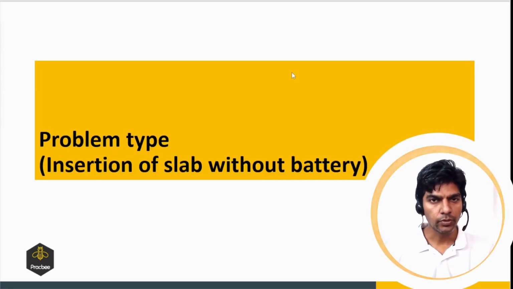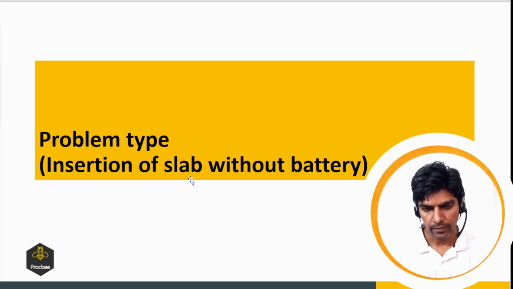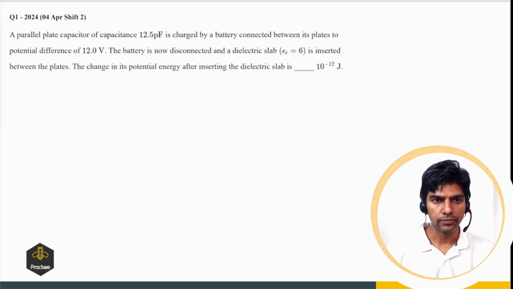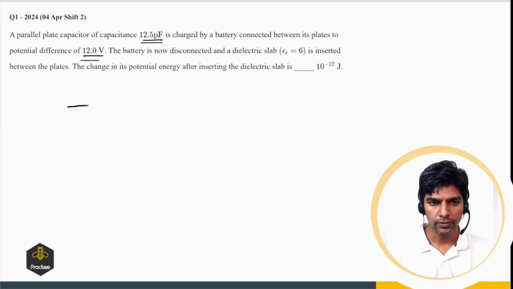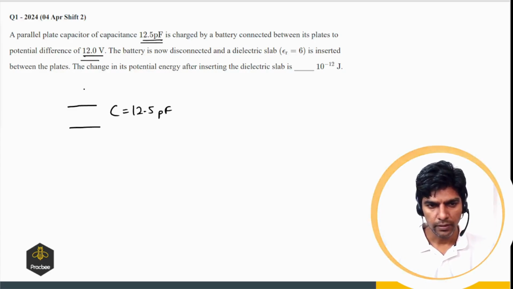Now let us see the next problem type, and it is based on the insertion of a slab inside the capacitor which is not connected with the battery. Right, so let us see a typical question. A parallel plate capacitor of capacitance 12.5 picofarad is charged by a battery connecting between its plates to a potential difference of 12 volt. So we have a parallel plate capacitor, the capacitance is 12.5 picofarad, and it is charged with the help of a battery of EMF 12 volts.